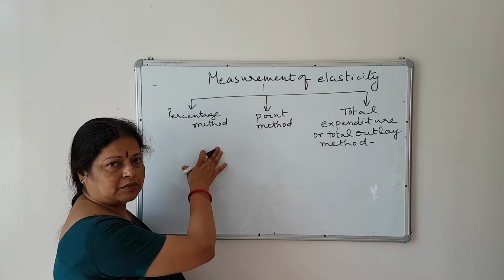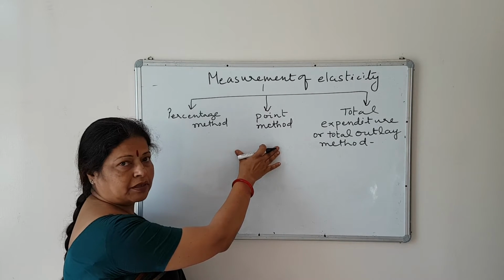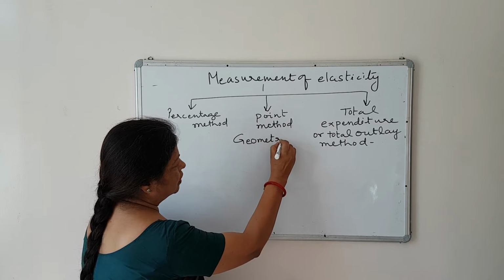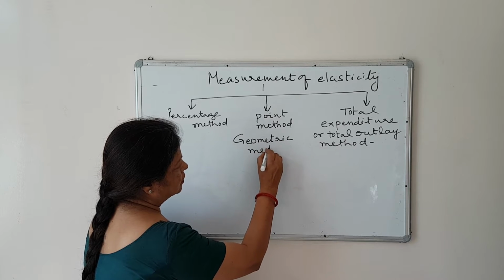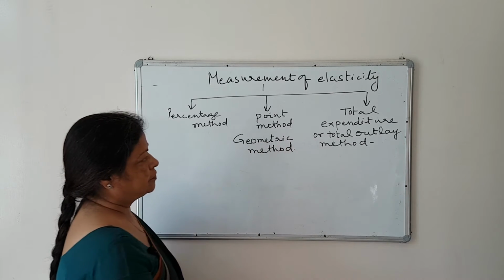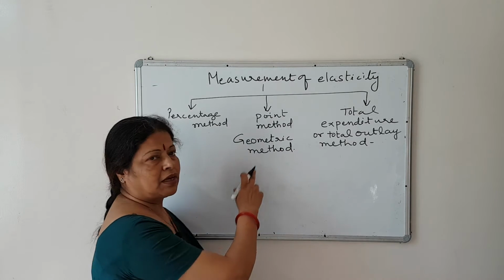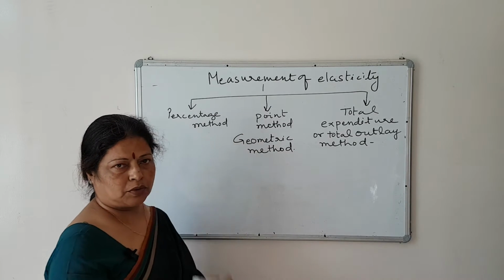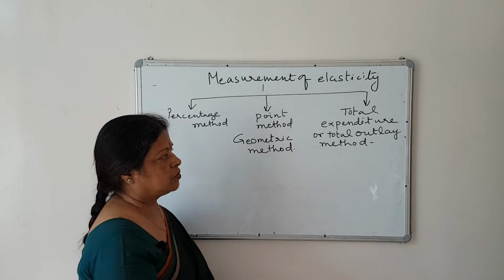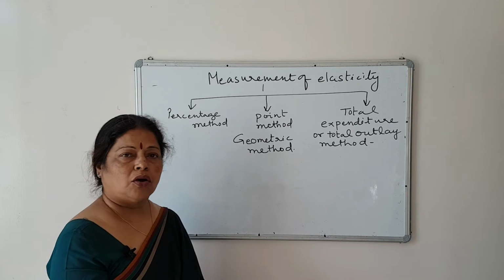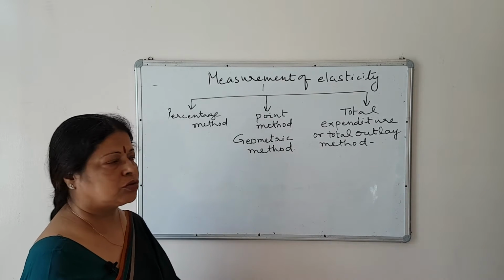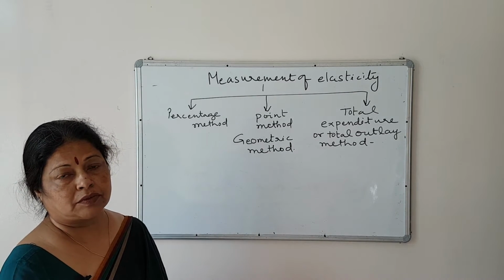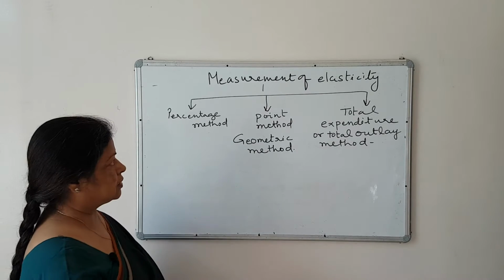The first is the percentage method, the second is the point method, which is also known as the geometric method. So in the exam, if they ask you about the geometric method, don't panic, they are asking you about the point method only. Now the third method is known as total expenditure, or the total outlay method. So these are the three methods with the help of which you can measure elasticity.